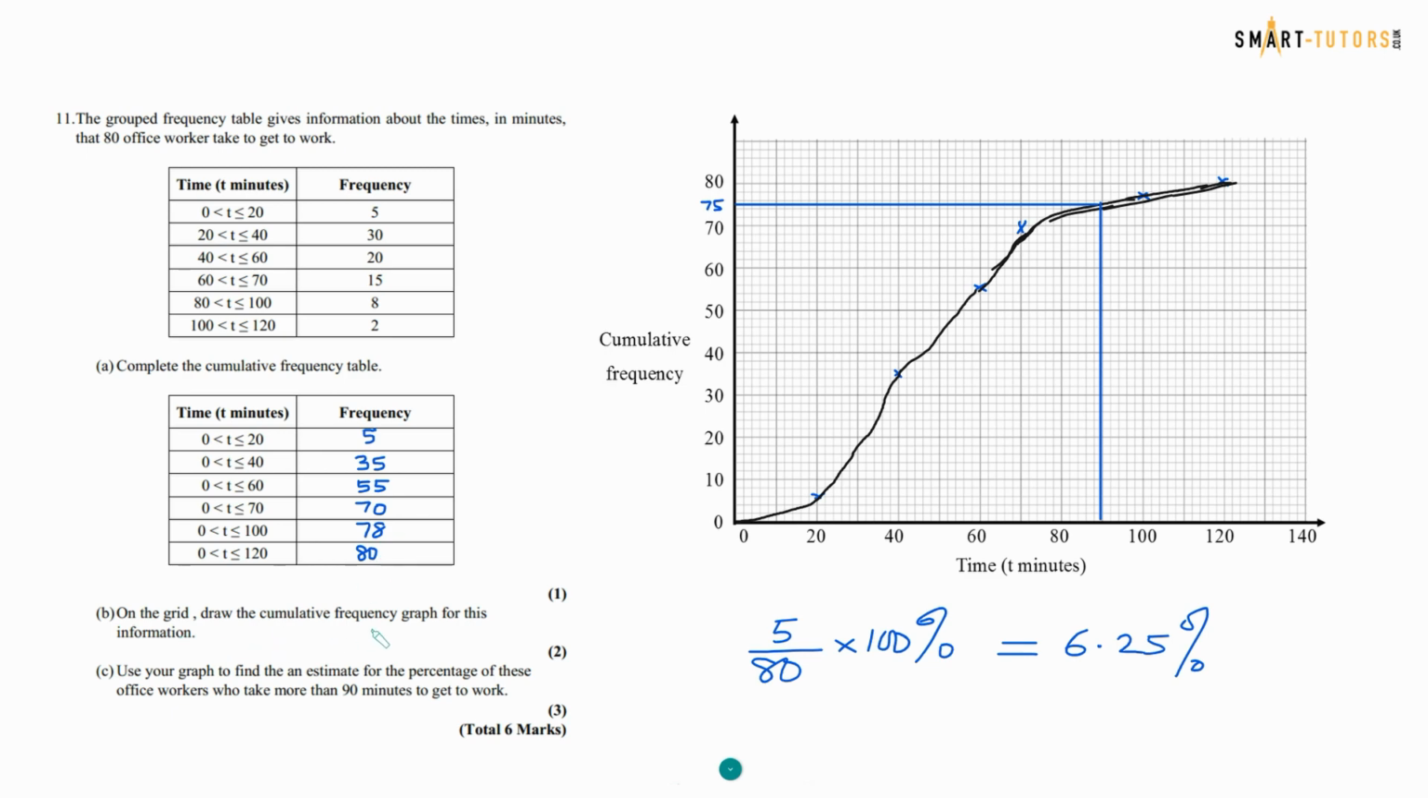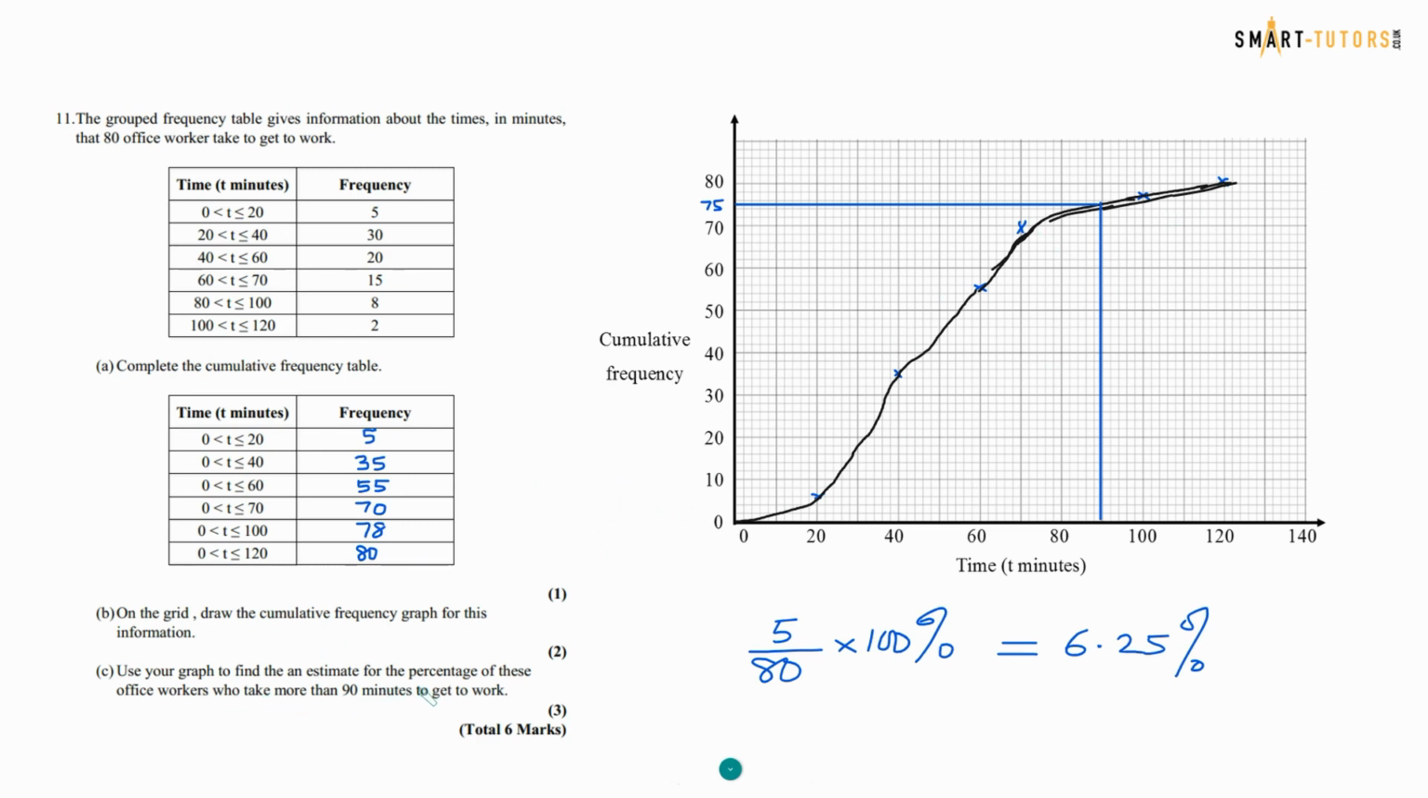On the grid, draw the cumulative frequency graph for this information. So all you want to do is pair them up: 25 across 40, 35 across 60, 55 across 70, 70 across 100, 78 across 120, and finally 80. You draw a smooth curve. My graph is not smooth enough, so you need to do a nice one.